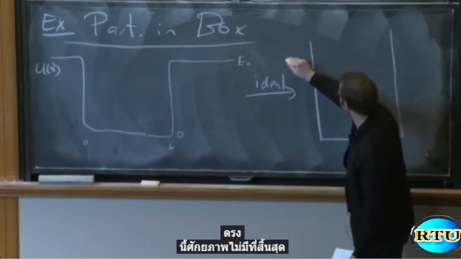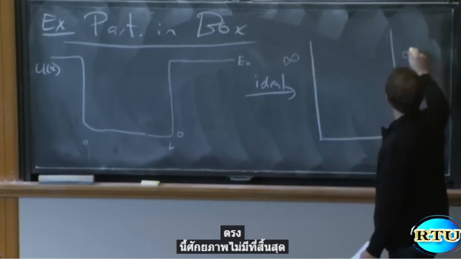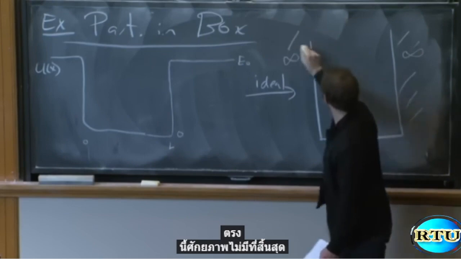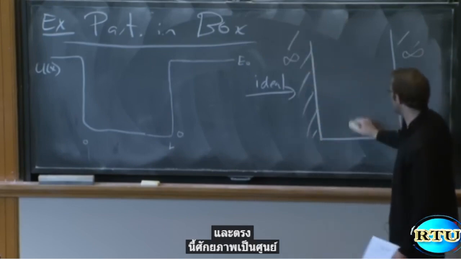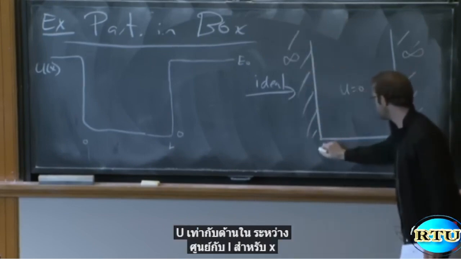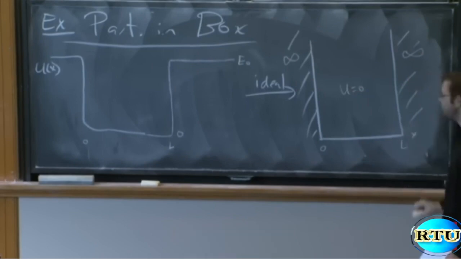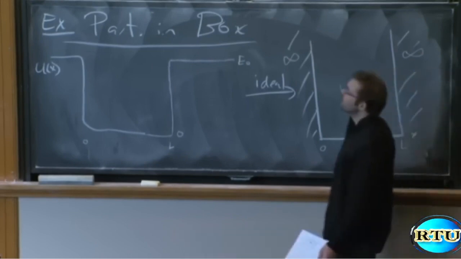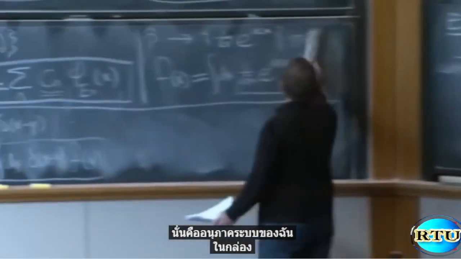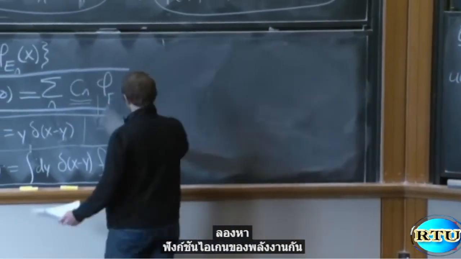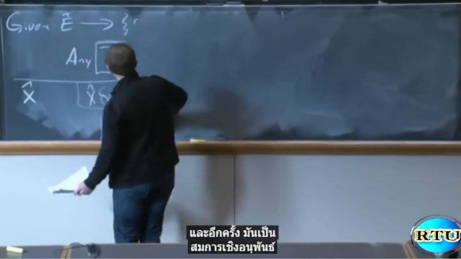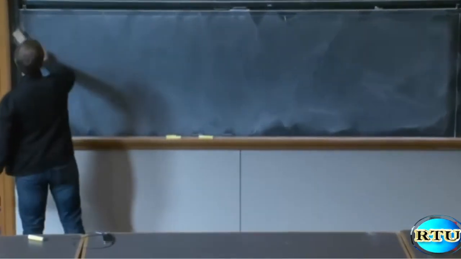Okay? So out here, the potential is infinite. And in here, the potential is 0. U equals 0 inside, for x between 0 and L. Okay? So that's my system, particle in a box. So let's find the energy eigenfunctions. And again, it's the same differential equation as before.